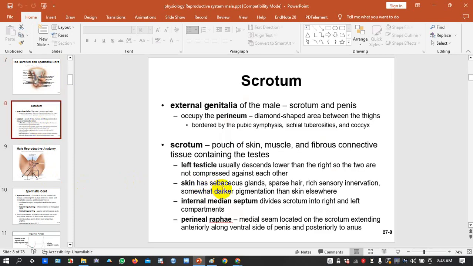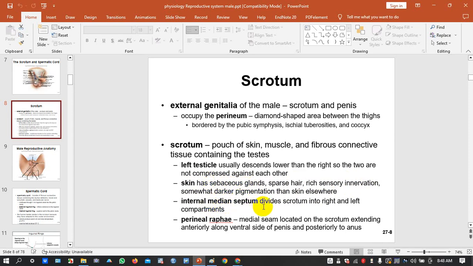The skin has sebaceous glands, sparse hair, rich sensory innervation, and somewhat darker pigmentation than the skin elsewhere. So the skin on the scrotum is darker than the skin elsewhere, and it scarcely has hair. The hair is not much. It has rich sensory sensation; a small touch, it feels it. It also has sebaceous glands to produce the scent.